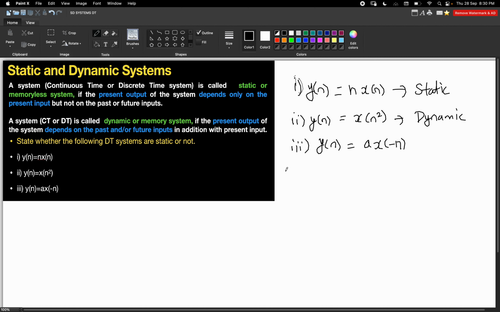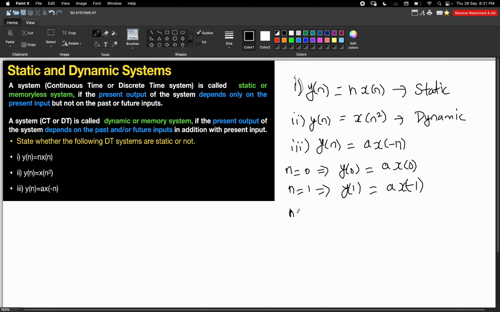And the third system, y of n equal to a into x of minus n. So here you just apply the values of n, substitute n is equal to 0. If n is equal to 0, then y of 0 is equal to a into x of 0. So it seems like a static system for n is equal to 0. For n is equal to 1, y of 1 is equal to a into x of minus 1. So the present output depends upon the past input.